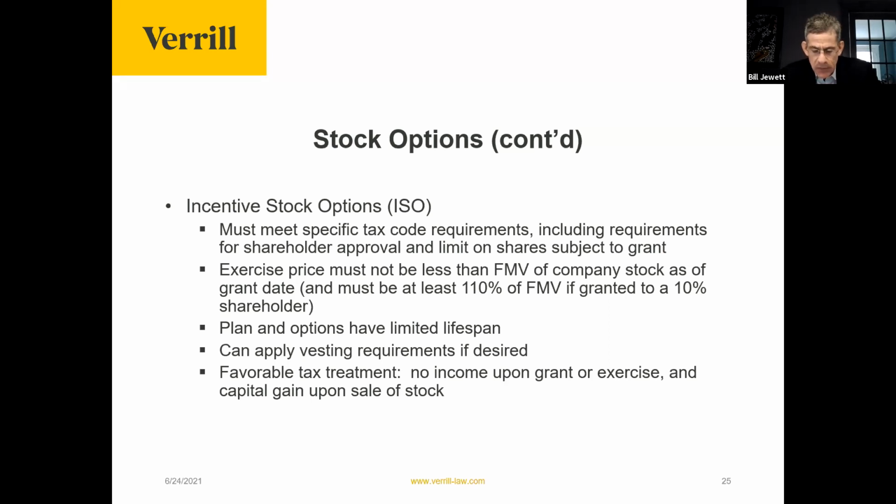Incentive stock options must have an exercise price that's not less than fair market value of the company's stock as of the grant date. And in the case of a grantee that is a 10% shareholder of the company, the exercise price must be not less than 110% of fair market value as of the grant date. The plan and the options have to have a limited lifespan. The limit is 10 years. You can have vesting requirements if you want, and vesting is very typical.